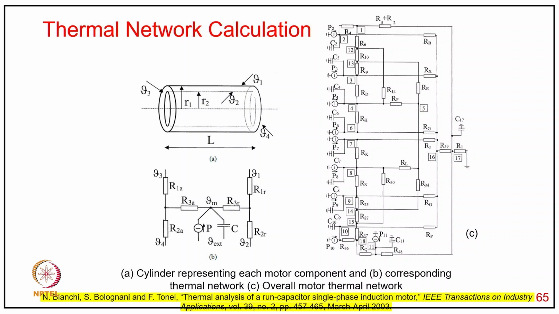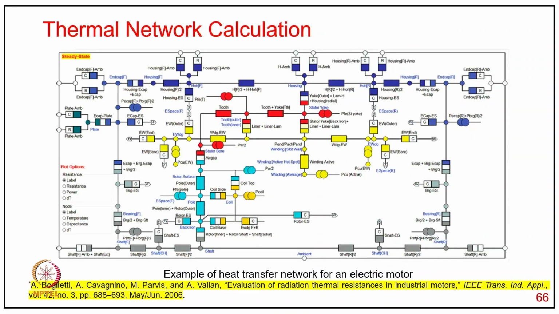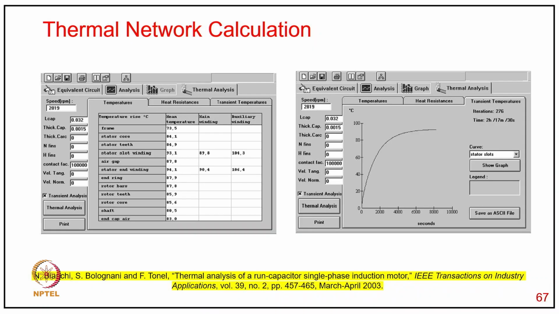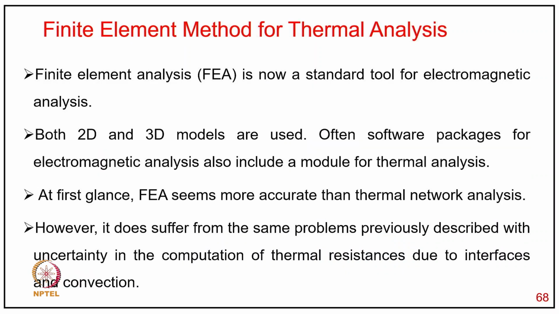You can just see how the thermal equivalent circuit with different resistances is given here, even including the equivalent circuit of the capacitance. And this is again an example of a heat transfer network for this electric single phase induction motor. This is typically the thermal analysis data on computer, from which we get the rise in temperature also.